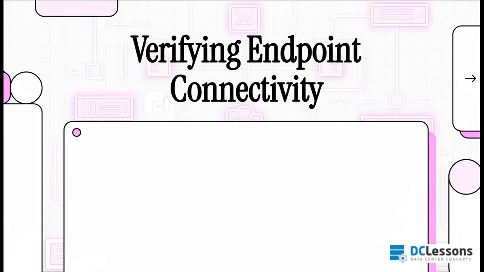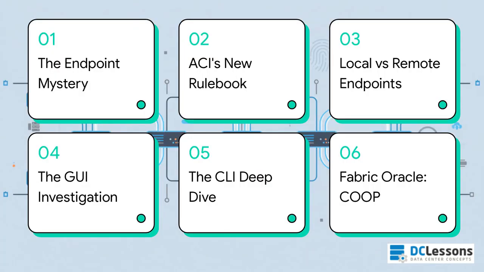Welcome to the Explainer. If you've ever found yourself pulling your hair out working with Cisco ACI, just trying to answer a simple question like, where in the world is this device connected? Trust me, you're not alone. Today, we're going to demystify endpoint connectivity and show you exactly how ACI keeps tabs on every single device in your network.